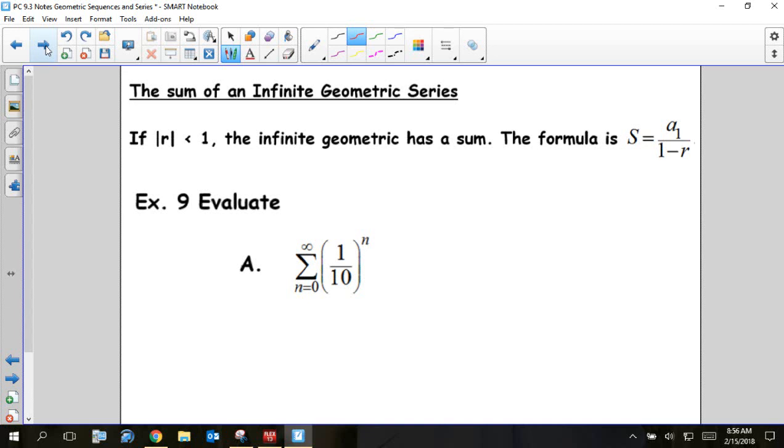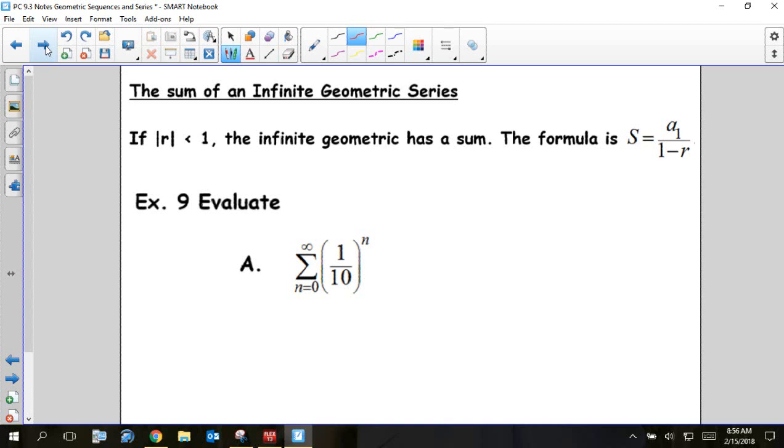Alright, the last two a lot of people did not do. So these, you're going to get an answer if the absolute value of the common ratio is less than 1. Otherwise, it would be infinity. If it's bigger than 1, it's just going to grow bigger and bigger. To do this, you need to use this formula that says find the first term and then divide by 1 minus the ratio. To find the ratio, we need 2 terms.